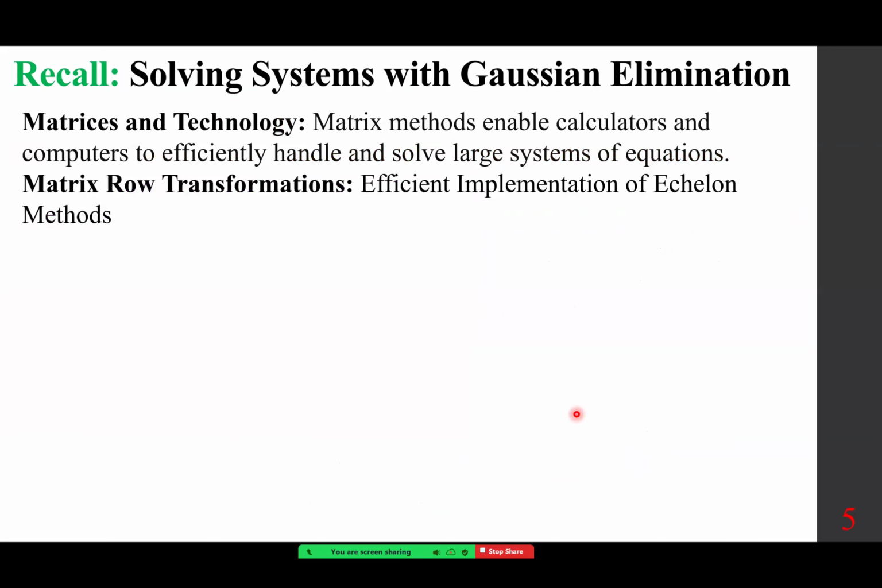Solving systems with Gaussian elimination, matrices, and technology. Matrix methods enable calculators and computers to efficiently handle and solve large systems of equations. Matrix row transformations: efficient implementation of echelon methods.